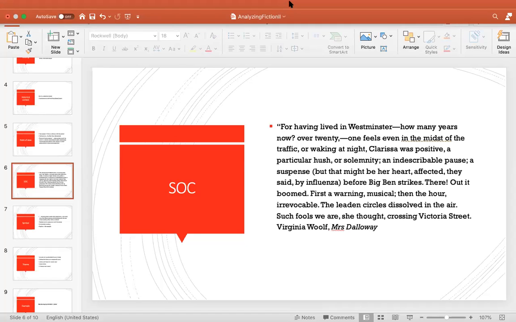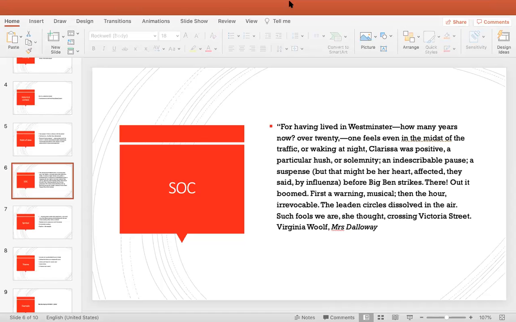For having lived in Westminster, how many years now? Over twenty-one. One feels even in the midst of the traffic, or waking at night, Clarissa was positive, a particular hush or solemnity, an indescribable pause, a suspense, but that might be her heart affected, they say, by influenza, before Big Ben strikes. There out it boomed, first a warning, musical, then the hour, irrevocable. The leaden circles dissolved in the air. Such fools we are, she thought, crossing Victoria Street.